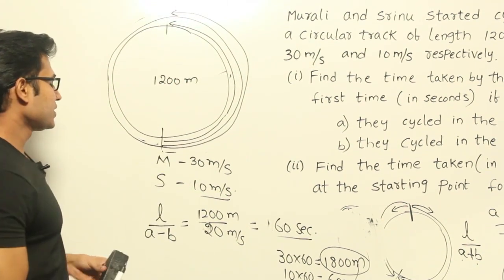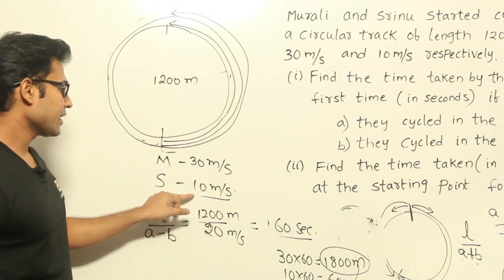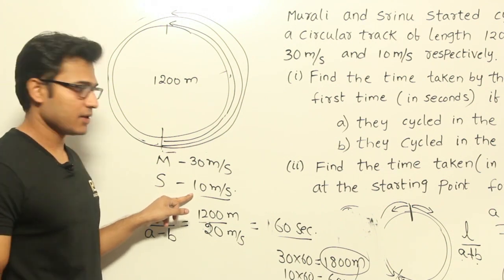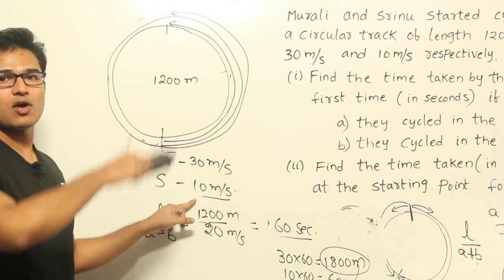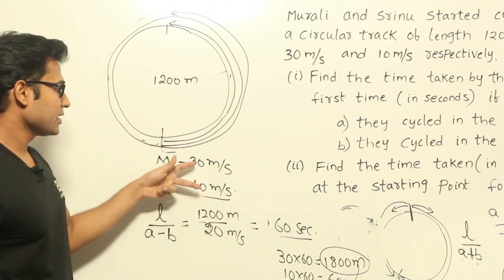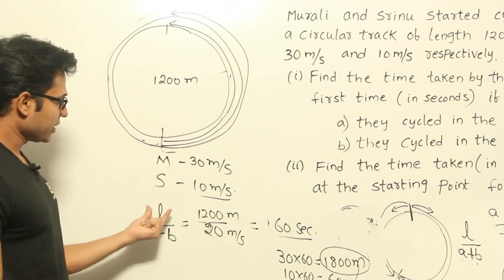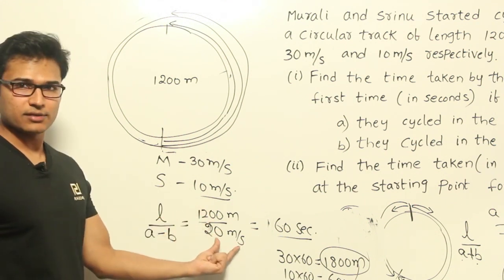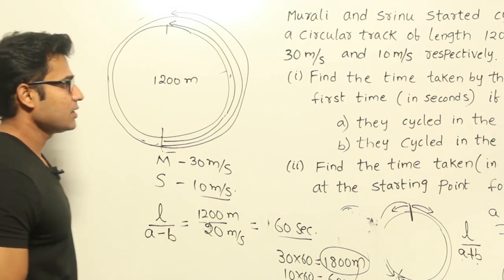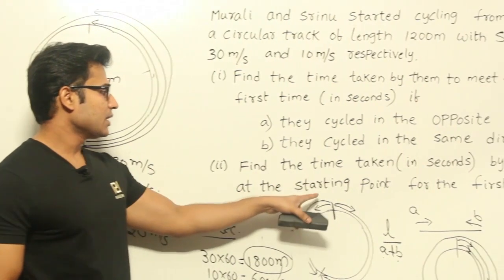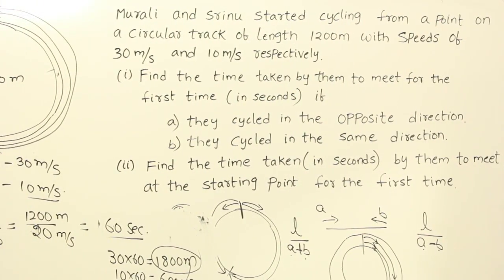Got it? So it means that by the time Srinu has covered half of the circular track, Murali has covered one full circular track and then half. Therefore, they are exactly differing by one round. That is what we are finding out. For that one round, how much time would it have taken? By using the relative speed. Got it? And now the next one is, find the time taken by them to meet at the starting point for the first time, right? That is the next question.